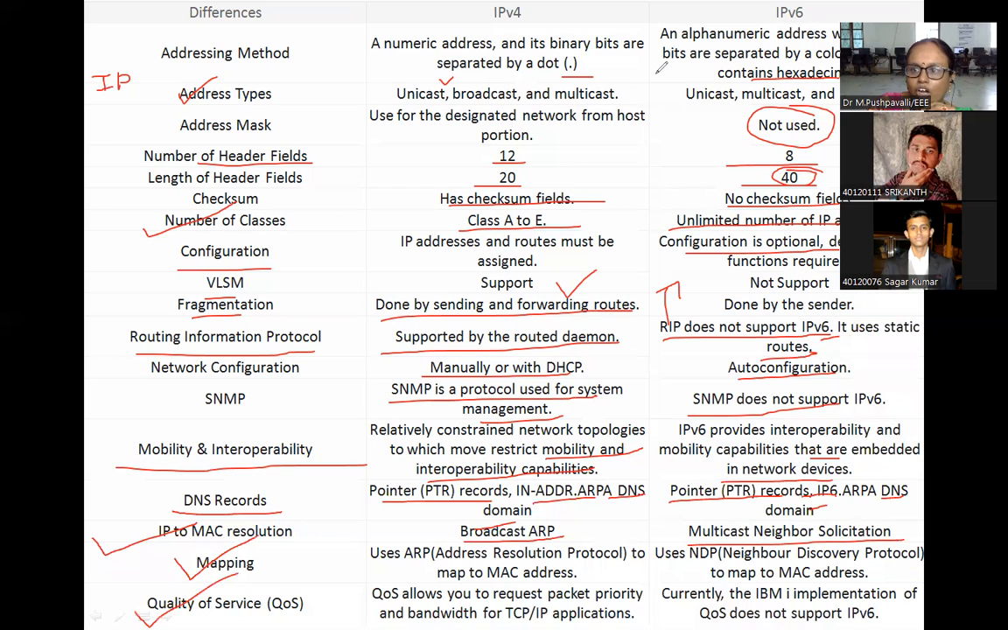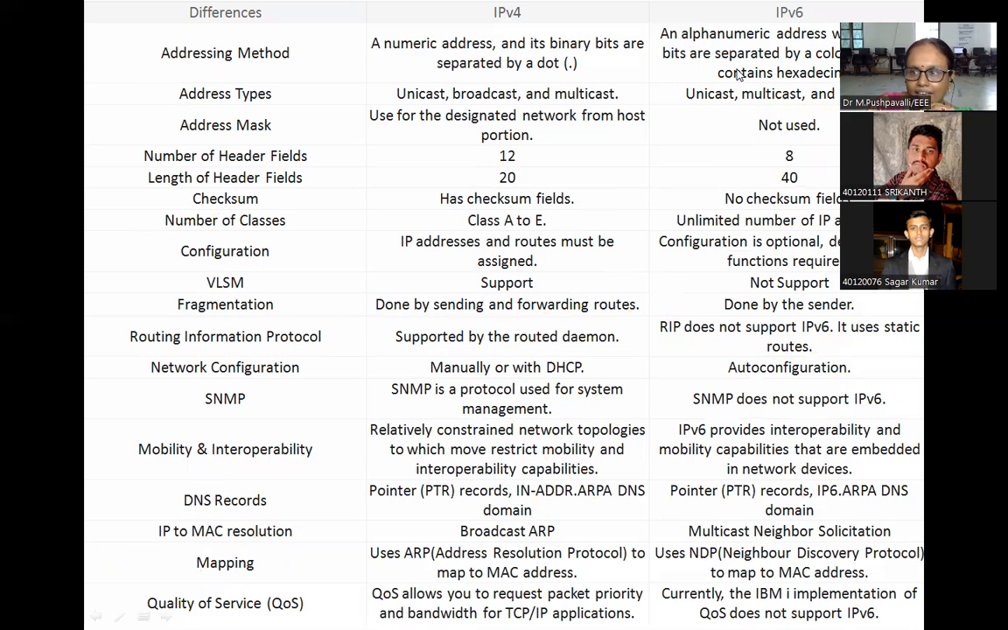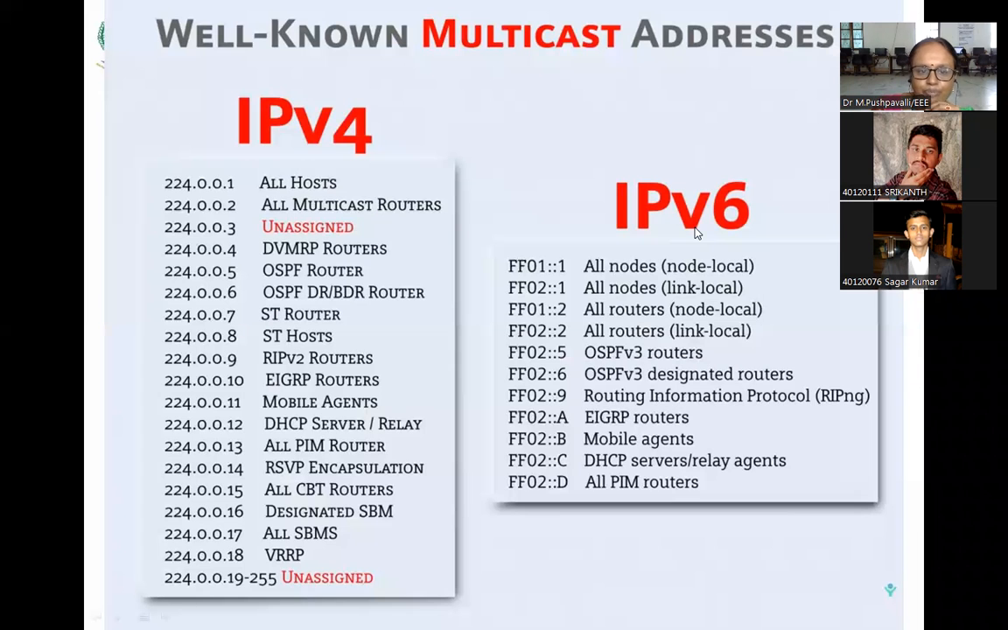So this is one of the most important differences between the IPv4 and these are the popular well-known IPv4. They will tell about these IDs and all. I think it's not easy to remember, you just have to go through this.